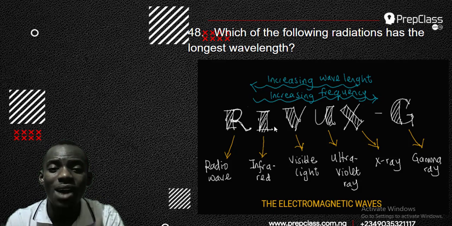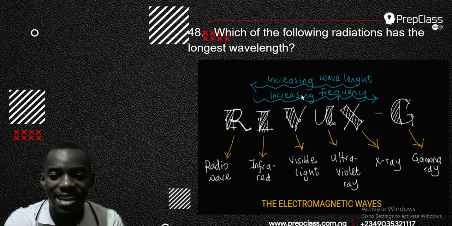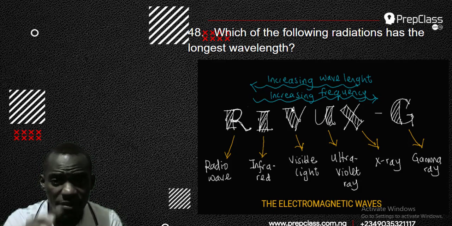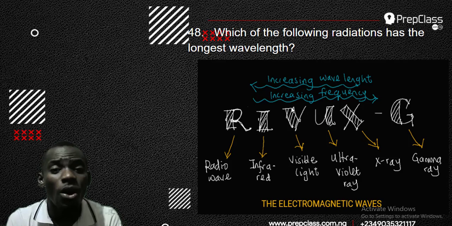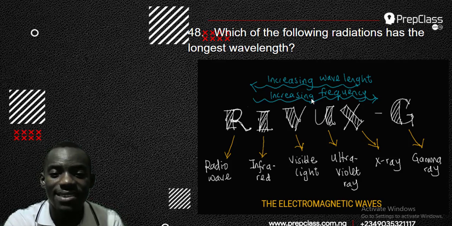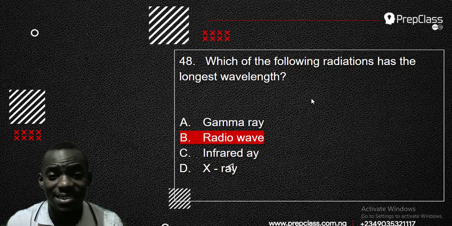So the question says which one has the longest wavelength? It is simply radio wave. And that is the answer. Don't forget this chart. It will help you as you go on in physics. Whenever you have questions on ultraviolet ray, this is what to use. So the answer is therefore radio wave, and that is it.